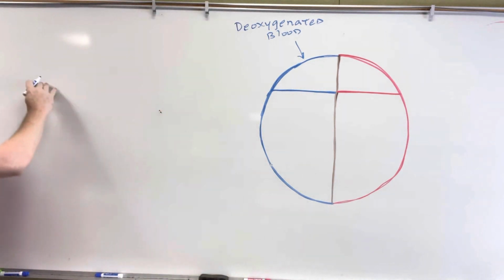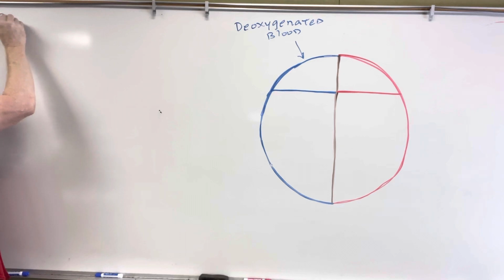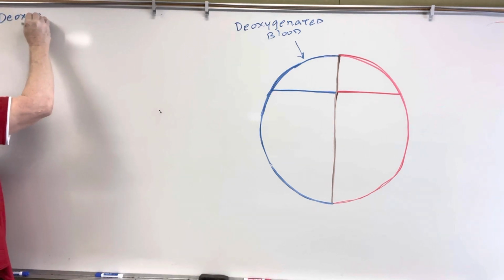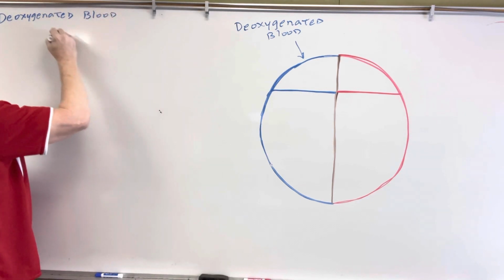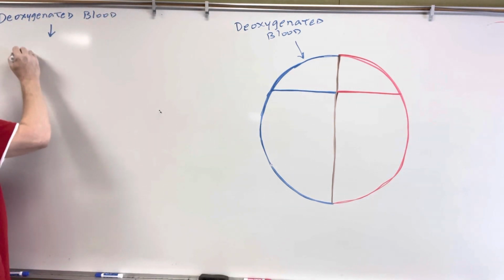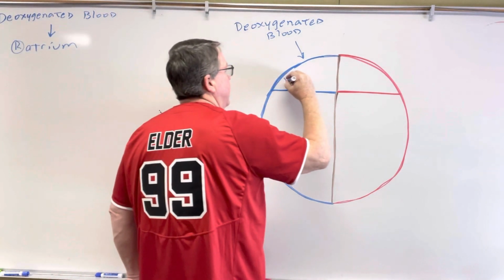If I come over here, I'm going to draw a little flow chart. And now we have deoxygenated blood, and that's going to enter into the heart, into the right atrium. So this right here is going to be my right atrium.